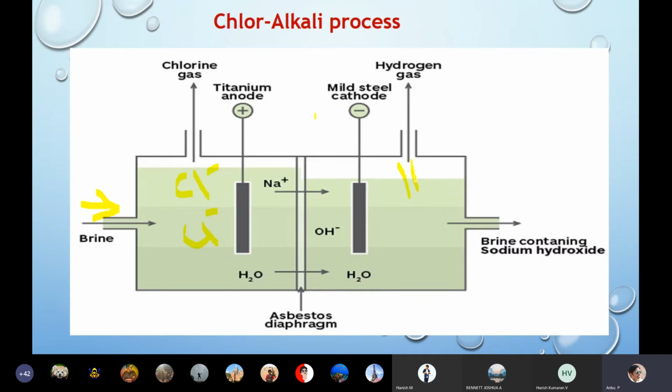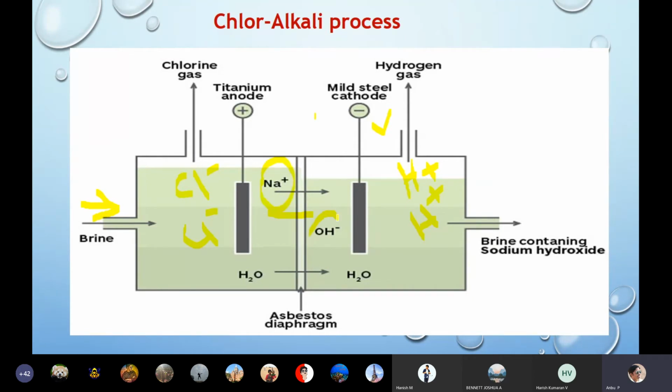And what is happening to the NaOH? This Na plus passes through this permeable membrane. In the center part there is a permeable membrane. So this Na plus will combine with OH minus to form sodium hydroxide. So sodium hydroxide will be given out. Okay. So that is how a chlor-alkali process works. Very simple.